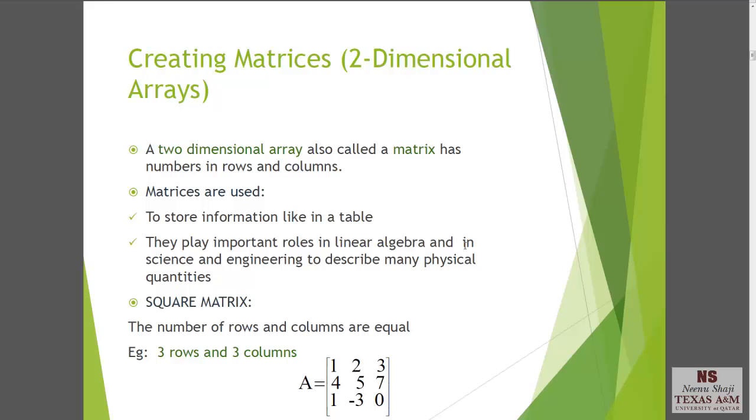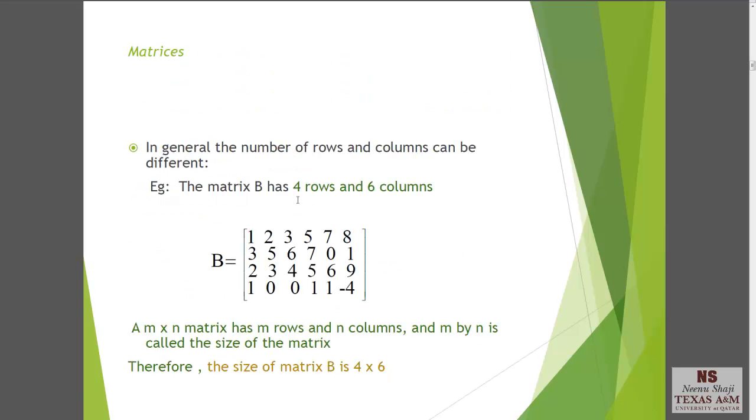Creating matrices, which are two-dimensional arrays. What is a matrix used for? You can store information like in a table, and they play important roles in linear algebra and in science and engineering to describe many physical quantities. Here is a square matrix, which means we have equal number of rows and columns. The matrix B in this case has 4 rows and 6 columns. So the dimension of this matrix is 4 by 6.